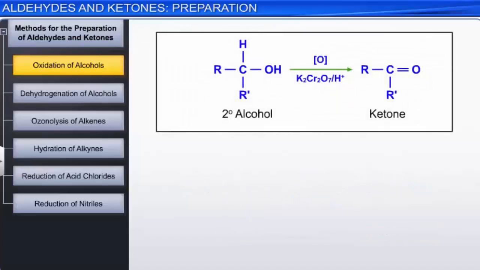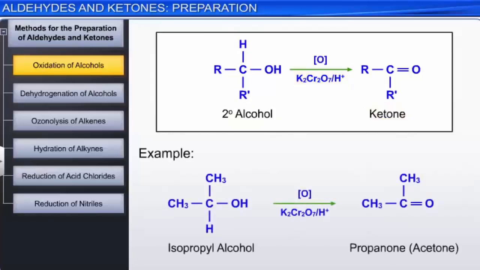On the other hand, a secondary alcohol loses its only one alpha hydrogen to form a ketone in the presence of acidified potassium dichromate. For example, isopropyl alcohol on oxidation in the presence of acidified potassium dichromate gives propanone or acetone.